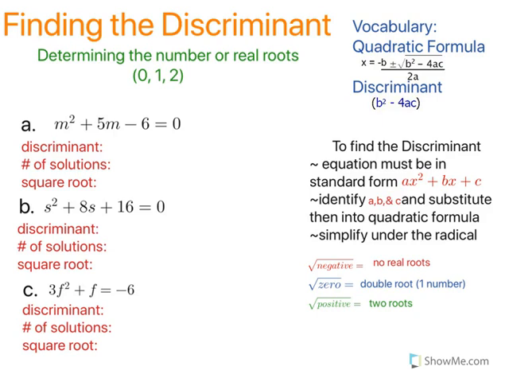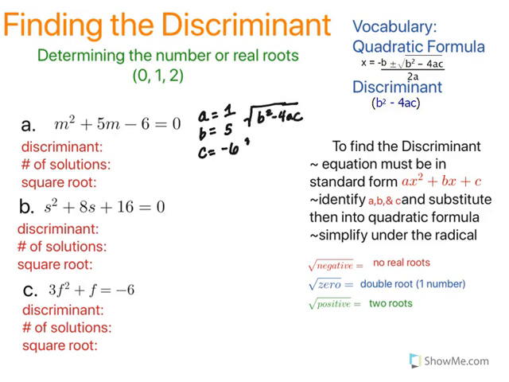Let's take a look at this first example. Here we have m squared plus 5m minus 6, which is in standard form already. So we're going to identify the values for a, b, and c. A is 1, b is 5, and c is negative 6. Now that we've identified those values, let's plug them in or substitute them into that part of the quadratic formula, the b squared minus 4ac part.